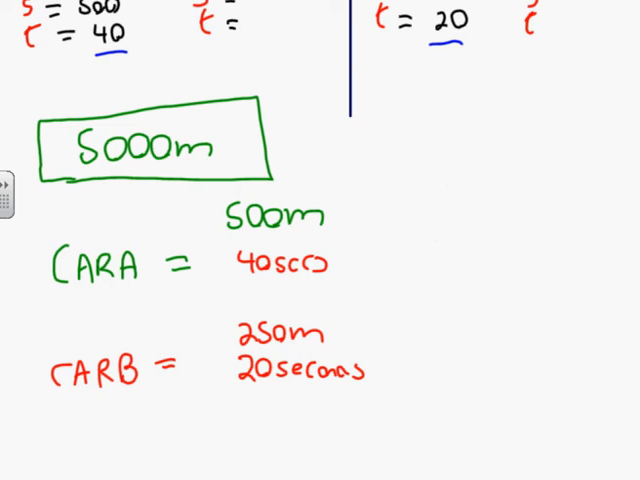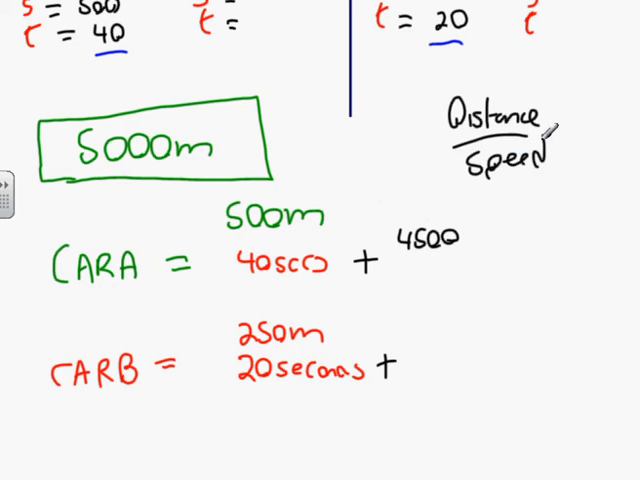Okay, now let's add on the rest. You've travelled 500 meters. You were meant to travel 5,000. Means you have 4,500 meters left. Using distance over speed, we can find the time. Distance over speed is 4,500 divided by 25, and that will come out to be 220 seconds. Everybody happy with that?